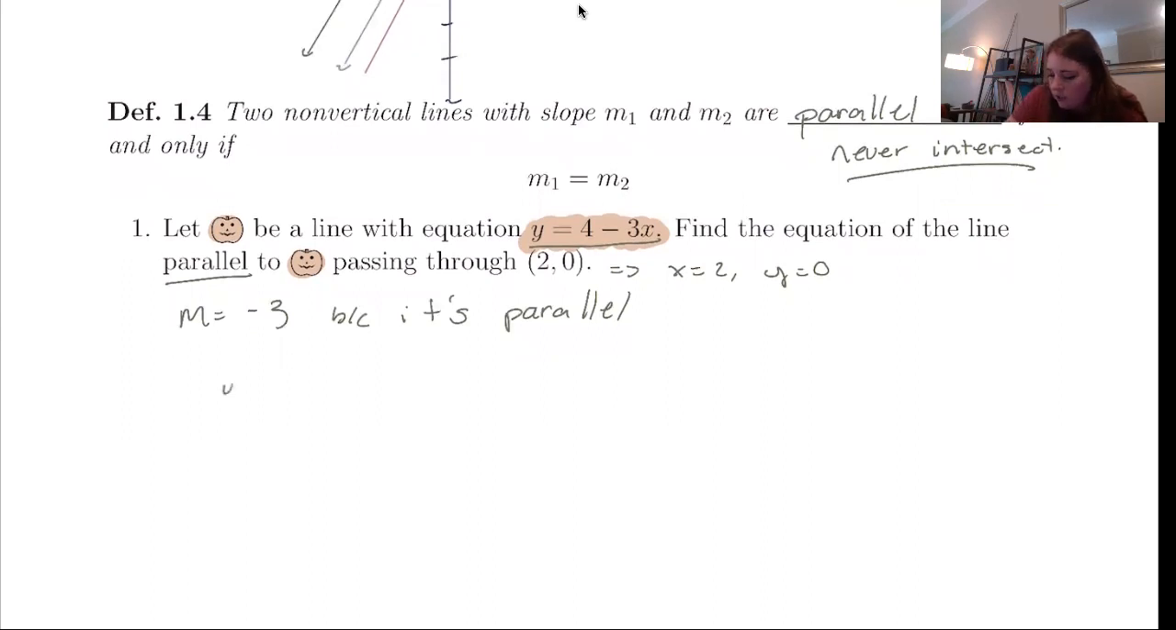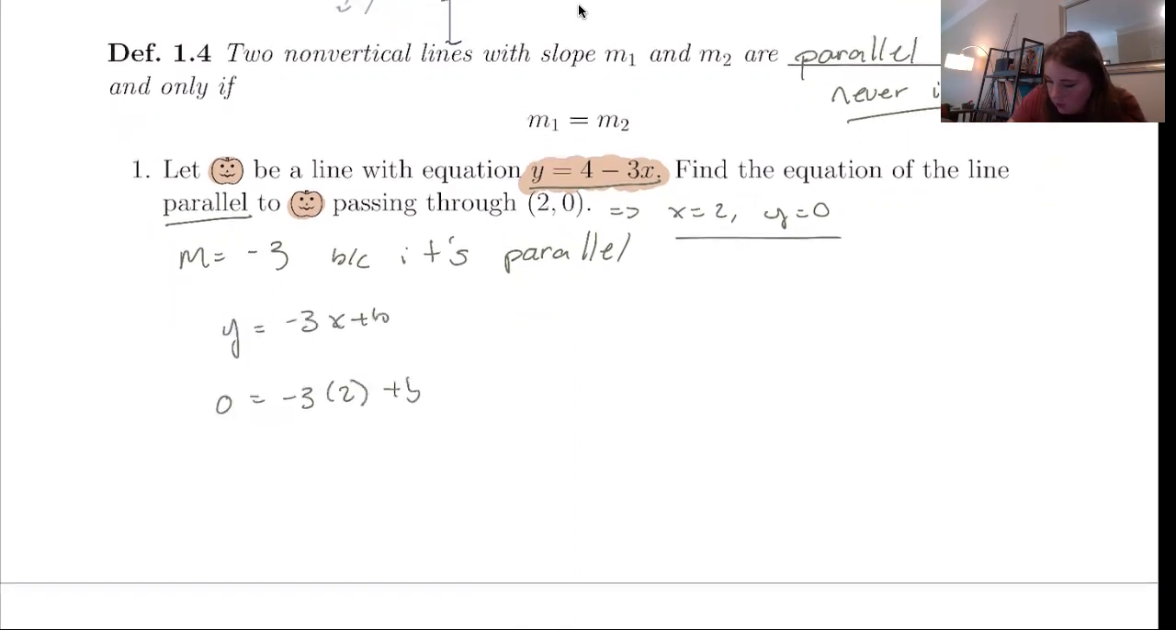Griffin does what I always like to do. I like my equations as y equals mx plus b, and then I just plug in this value. So we got 0 equals -3 times 2 plus b. So you get that 6 is equal to b. That's what I like to do.